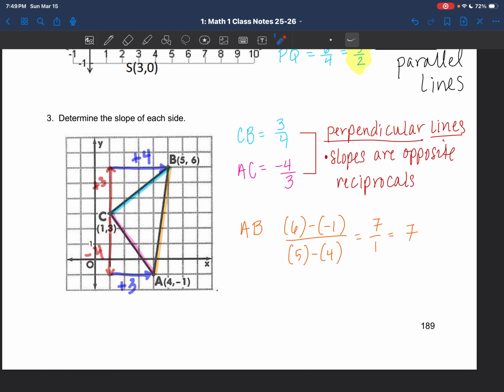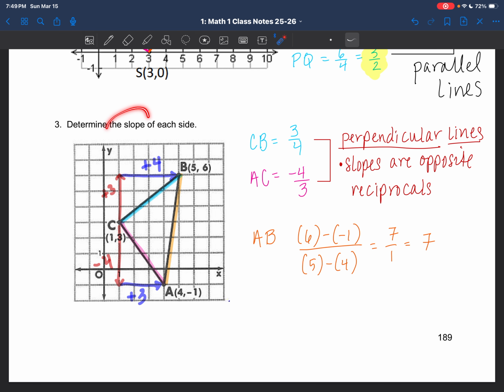All right, so now we're going to do the same thing, and we want to determine the slope. So once we figured out our slope over 4, this one, CB, is 3/4. Now I want you to look at CB, and I want you to look at AC. So for AC, again, we're going to go down 4 to the right 3. If you notice, I've got 3/4 here, but I have negative 4/3 here.